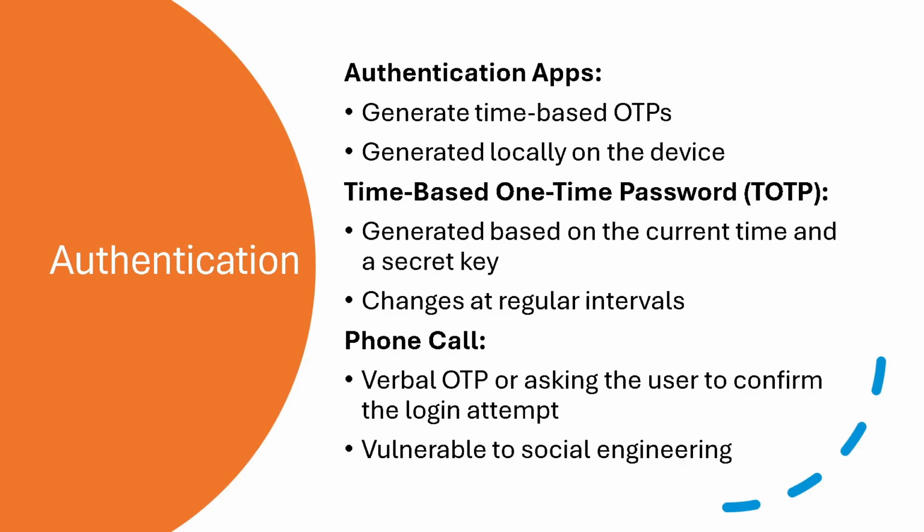Authentication via phone call. Authentication via phone call involves calling the user and providing a verbal OTP or asking the user to confirm the login attempt. It is useful for users who may not have a smartphone or a data service. It is more secure than SMS but still vulnerable to social engineering and phishing attacks.